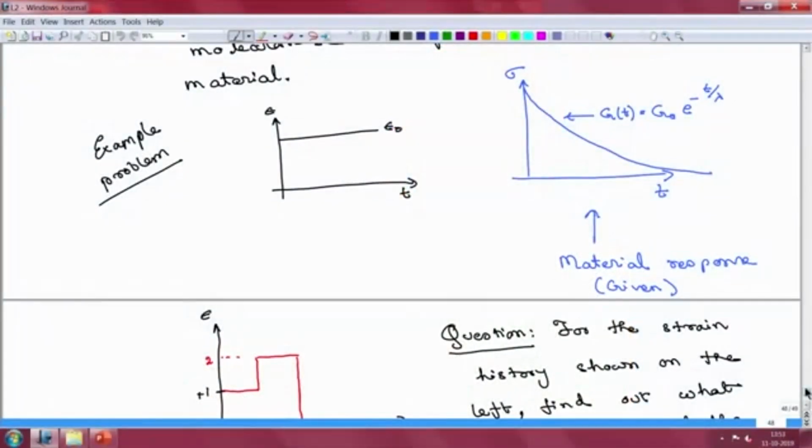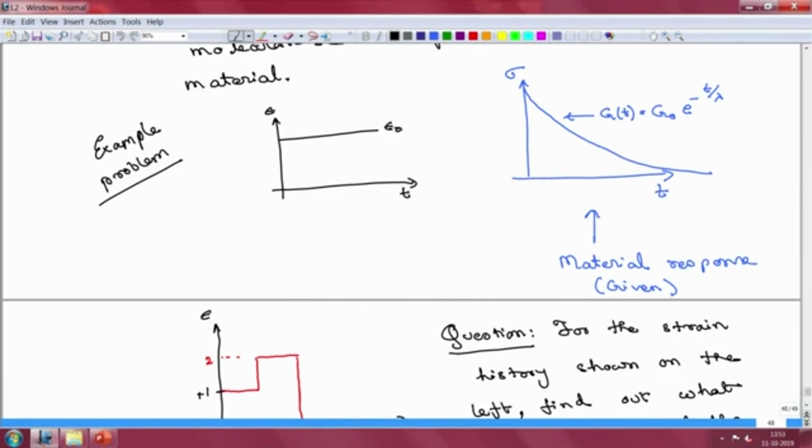Hello and welcome everybody again to one more lecture on Introduction to Soft Matter. In the last class, we had stopped at an example problem and we had said we would solve that problem. So, before we solve it, let us just quickly go over that problem one more time. We had said that there exists a material and that material is subjected to a step strain test, and the material response has been measured and is given to you.